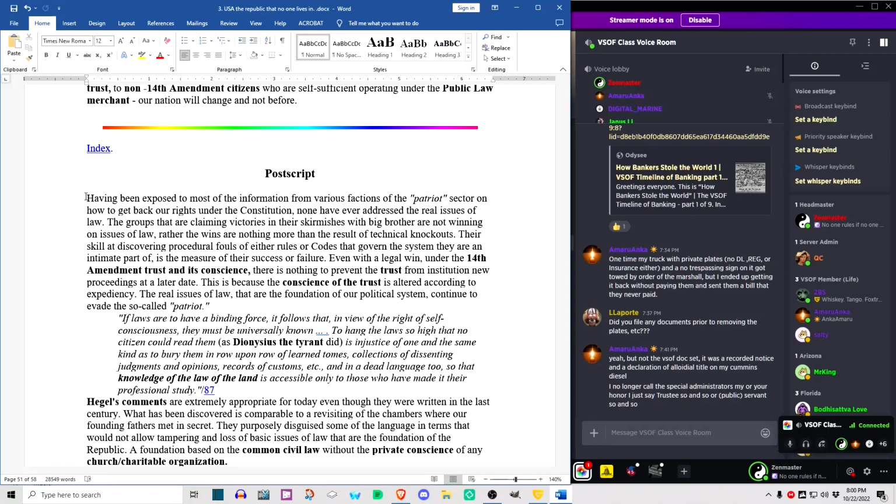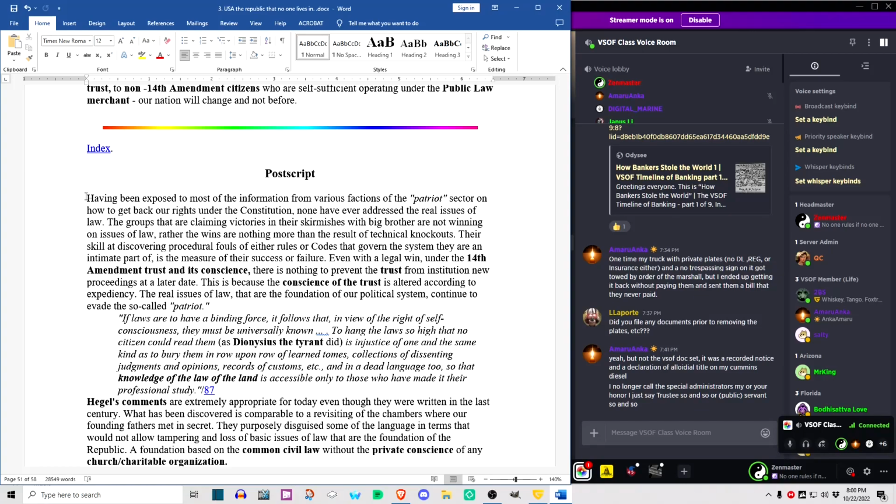So, this is because the conscience of the trust is altered according to expediency, right? To just get it done. Everything is just grinding. The machine just grinds forward. They just stick you in the meat grinder. Out you come on the other side. That's it. The real issues of law that are the foundation of our political system continue to evade the so-called patriot.